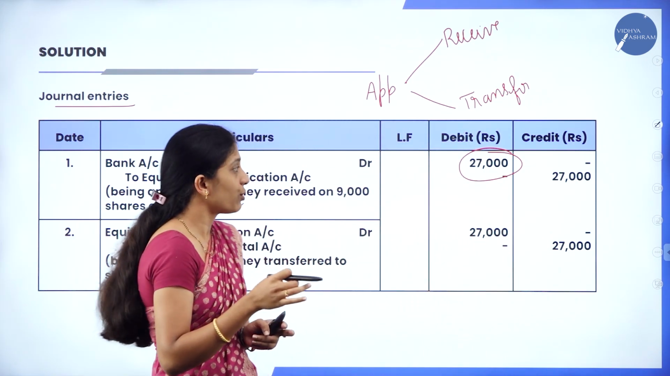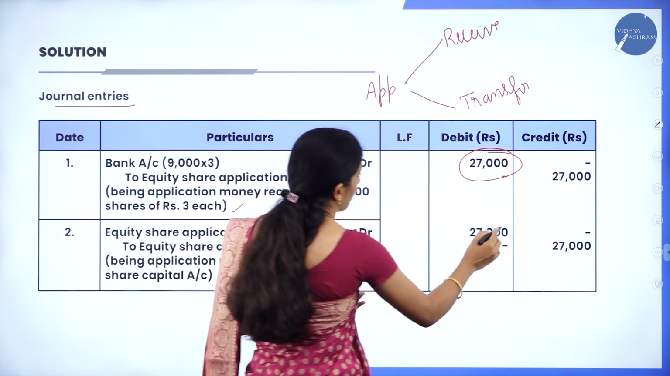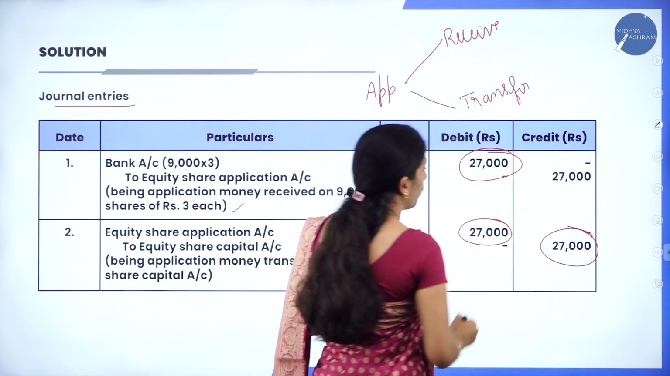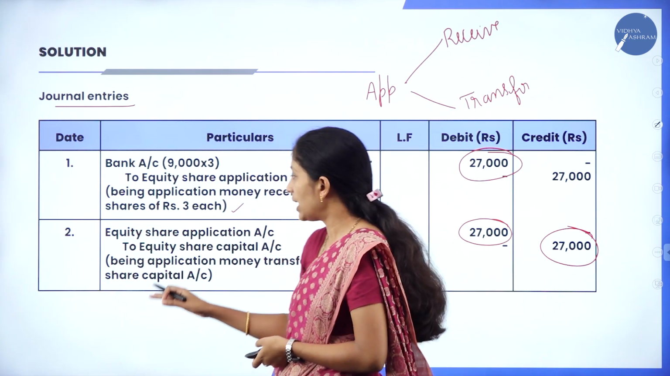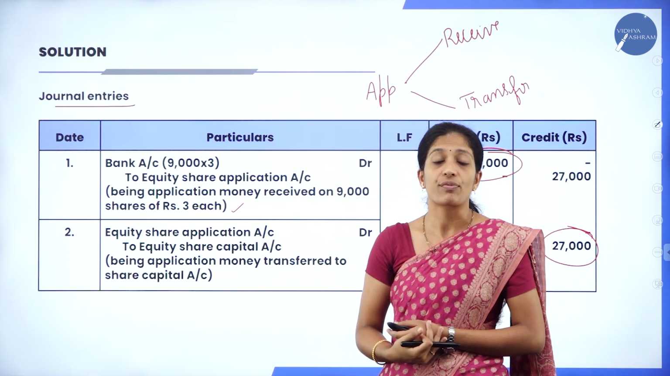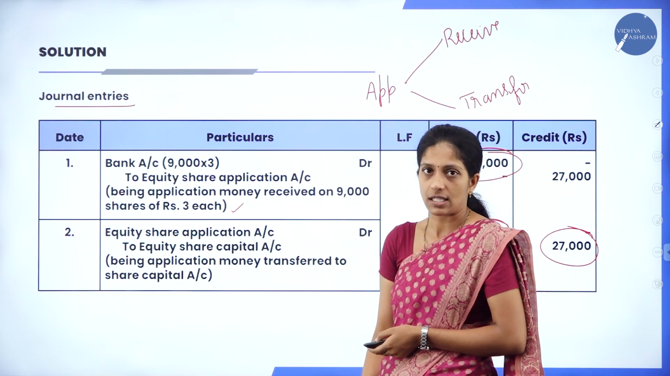How much did they have to receive? That is 27,000 and they have received also. So, it will be 27,000 only, that is 9,000 into 3. How can you write the narration? Being application money transferred to equity share capital account. Hope you are clear with the first stage.